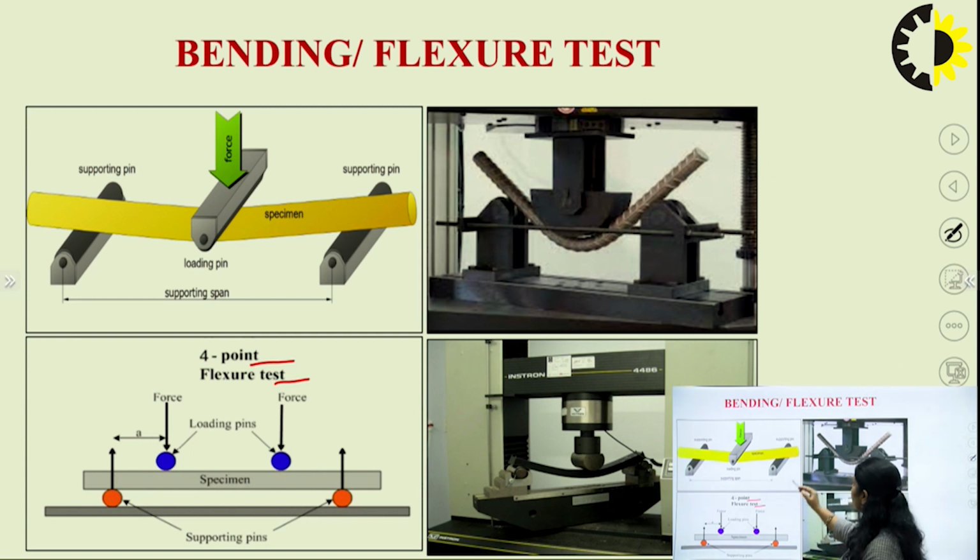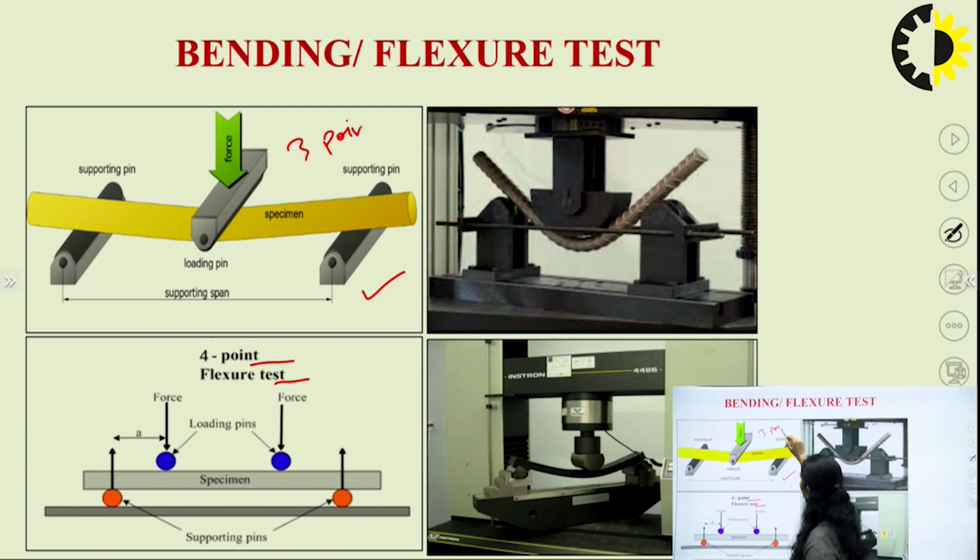So in this case you can see here there are two diagrams. This one is the 3-point bending test and this one is the 4-point bending test. Okay. So here you can see this is our specimen which is the cylindrical rod and it is supported by two pins at the ends. So these are two supporting pins. Okay, and this is the loading pin on which the force is applied at the center.